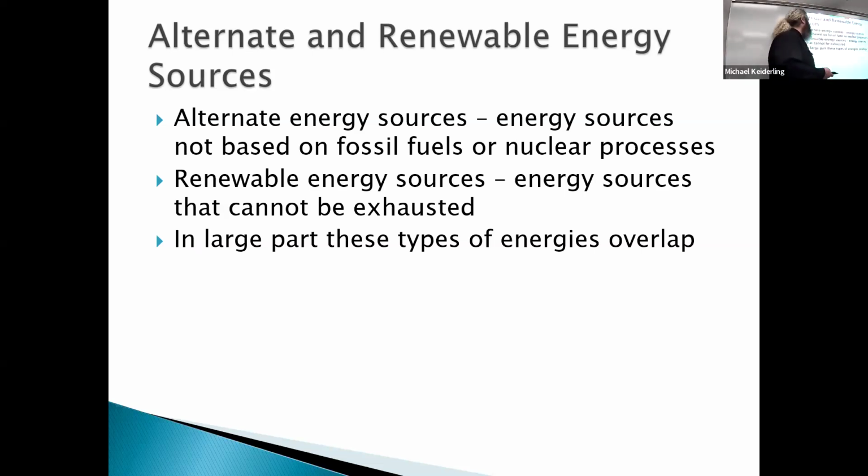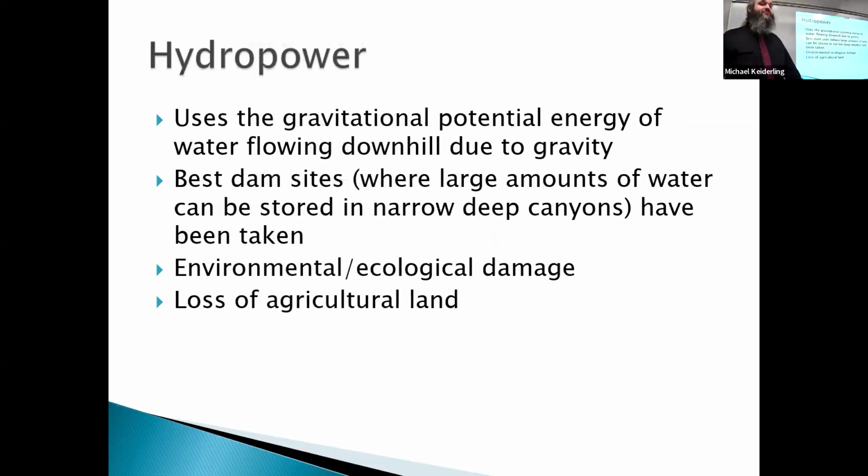Renewable energy sources are energy sources that cannot be exhausted. So the wind, the sun, and in large part, these things overlap. So hydropower uses the gravitational potential energy of water flowing downhill due to gravity. Now, the biggest problem with hydropower: all the good dam sites are taken, and a small hydropower installation just isn't worth it. In fact, there's a bunch of abandoned old ones out there, which are actually causing problems.